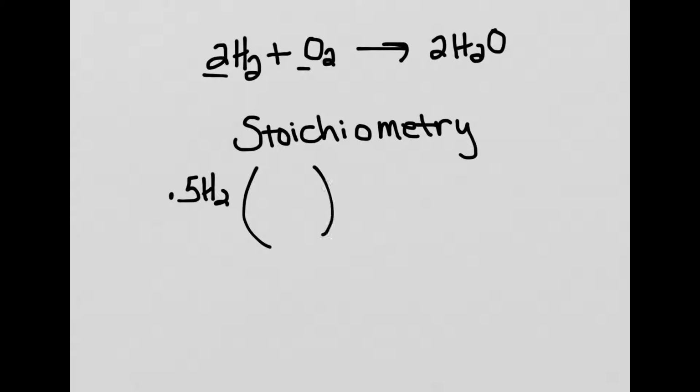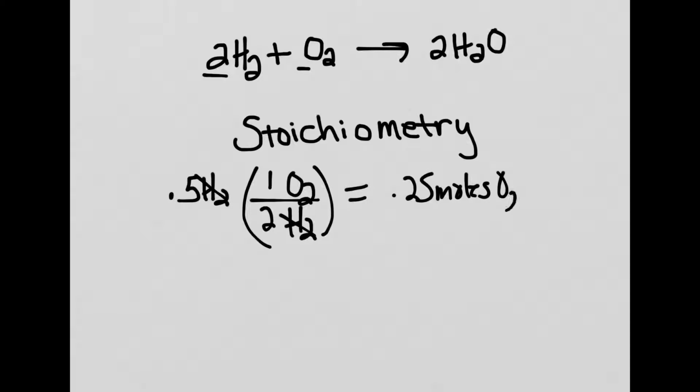Well, using the factor label method, we need to get rid of our hydrogen, so it'll go on the bottom so it'll cancel out, and then we can put our oxygen on top, and then we plug in our coefficients, 1 to 2, and when we multiply that out we get 0.25 moles of oxygen is needed to react with half a mole of hydrogen, and that would actually make half a mole of water.